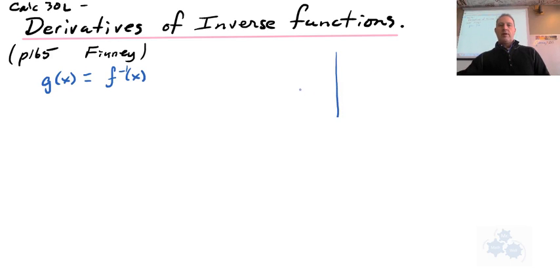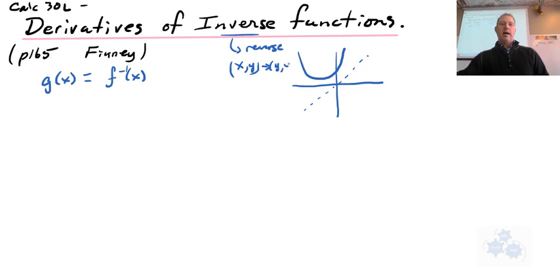Now, if we were going to graph that, let's say we have a function like this. We have a parabola. Now the inverse, if you recall, still means reverse. And what do we reverse? We reverse xy. So xy becomes yx. Everyone remember that? And what that ends up looking like is a reflection about the line y equals x.